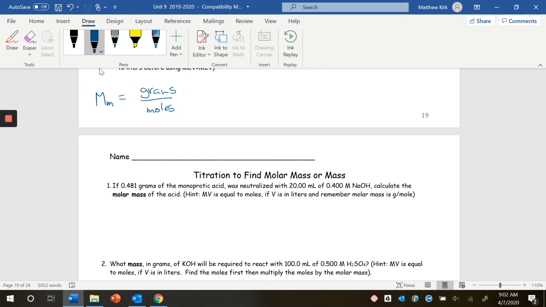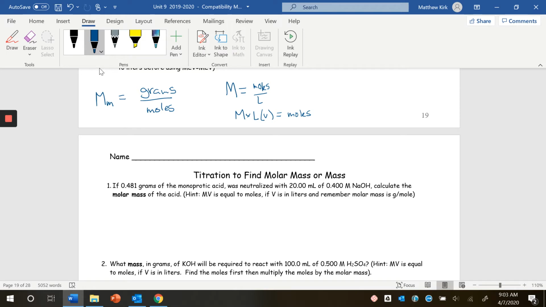So the key here is remembering our molarity formula. Remember, molarity, capital M, is found by taking moles of our solute and dividing it by the liters or volume of our solution. So if we cross multiply this, molarity times our volume in liters is going to equal moles.